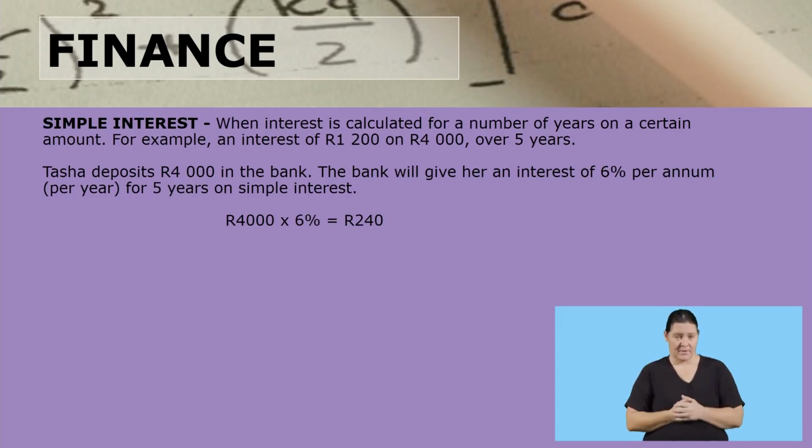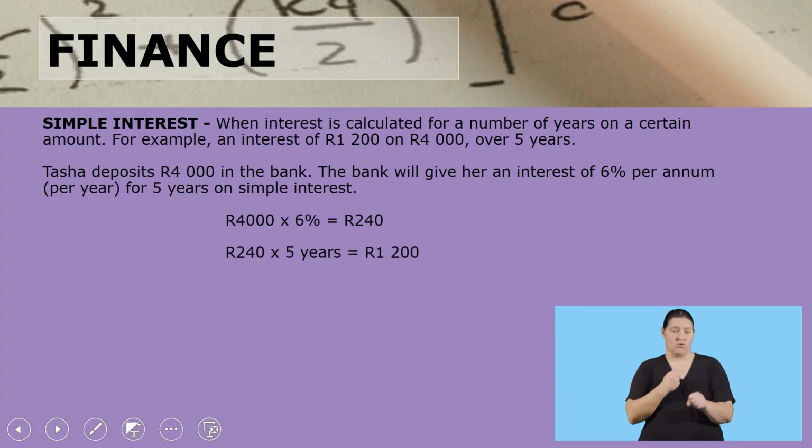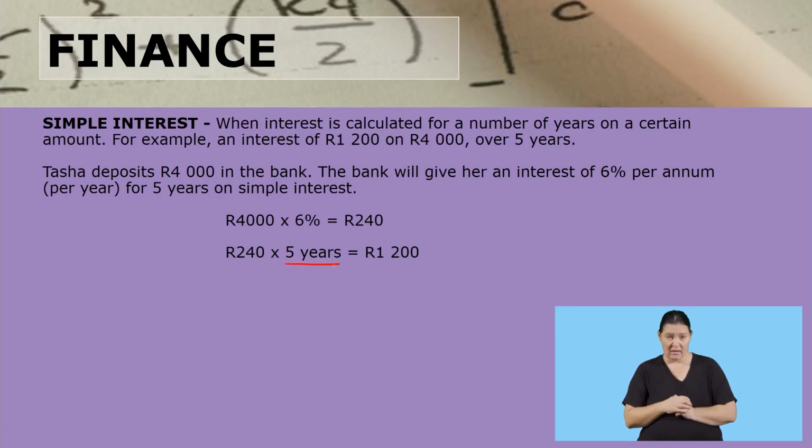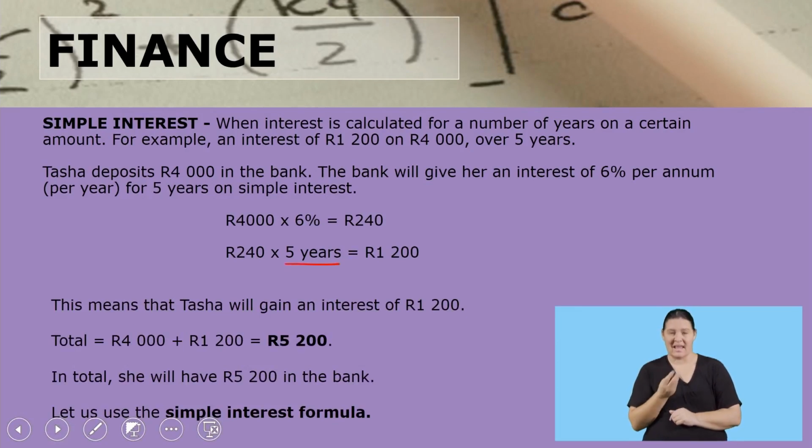So we are going to calculate 6% of 4,000. So when we say 4,000 multiplied by 6%, that gives us an answer of 240. So that is interest for just the 1 year. But remember, we are being given 5 years here. So that means that the interest will be given to her per annum, which is per year. And that will mean we will say 240 multiplied by 5, which gives us 1,200 rands as an interest. So in total, this means that Tasha will gain an interest of 1,200 rands.